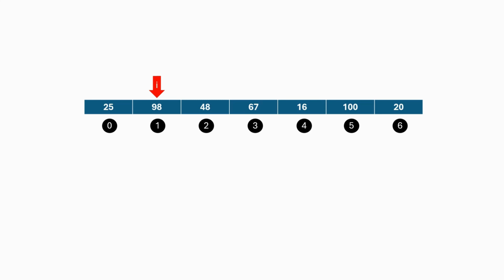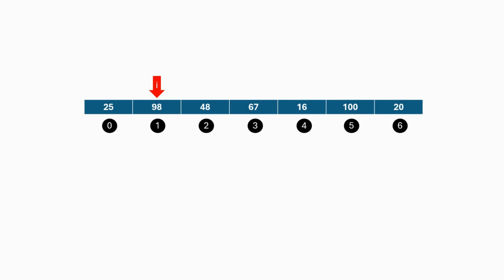So it will see, is 67 smaller than 25? No, it is not. Is 16 smaller than 25? Yes, it is. So we will store 16 in the minimum element. Then we will see, is 16 smaller than 100? Yes, it is. So there will be no change. Is 16 smaller than 20? Yes, it is. So our minimum element will be 16.